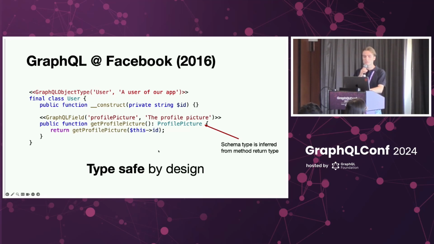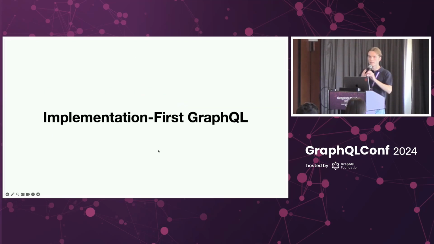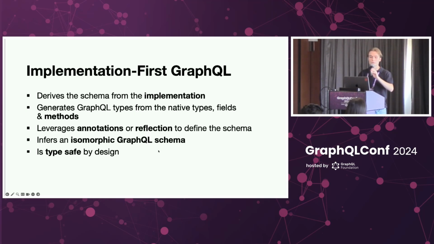And this concept is what we call implementation-first GraphQL. Let me expand on that a bit. Basically, the concept of implementation-first GraphQL is that you want to derive your schema from the implementation of your types in the code. And basically, implementation-first GraphQL generates GraphQL types from the native fields and types and methods of your code base. And to do that, it might leverage annotations or reflection.